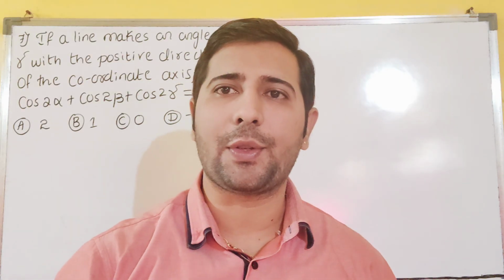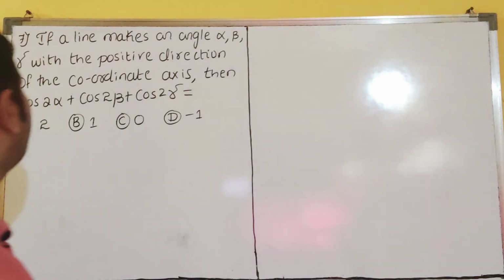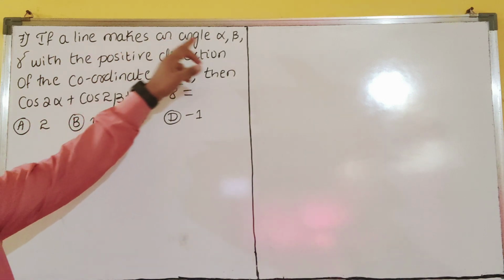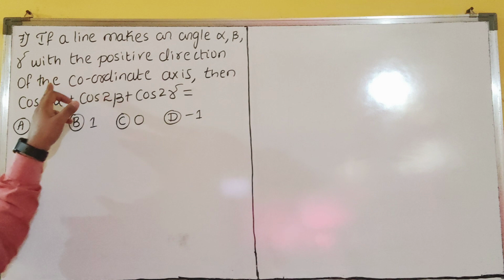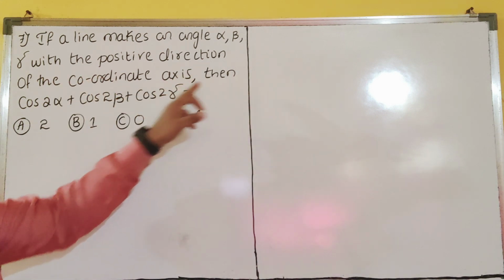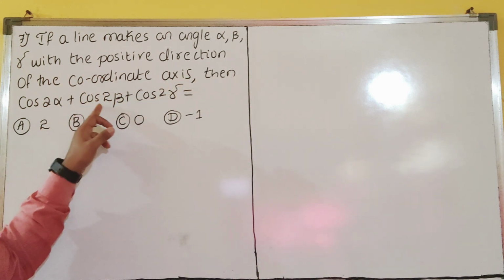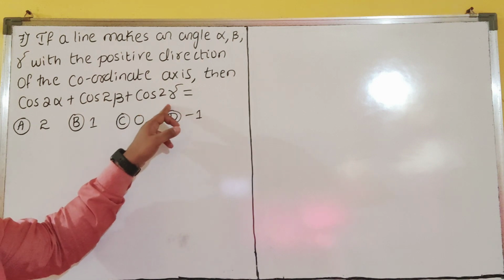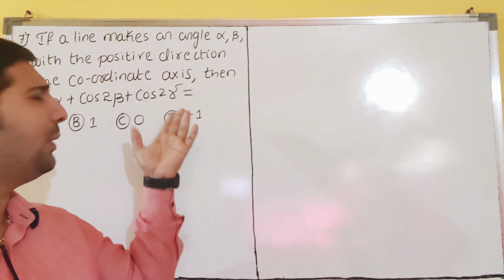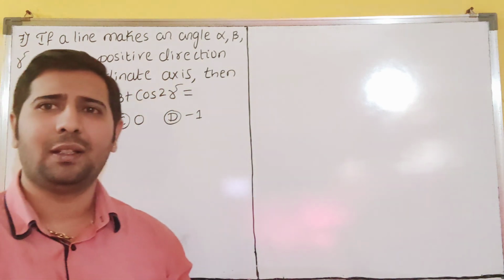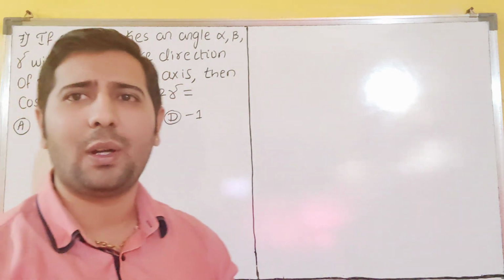Let us see the next question, dear students. Question number 7. If a line makes angles alpha, beta, gamma with the positive direction of the coordinate axes, then find cos 2 alpha, cos 2 beta, cos 2 gamma. Sometimes they will give it as axes, here they have given it like this. It doesn't matter, dear students, how you want you can take it.